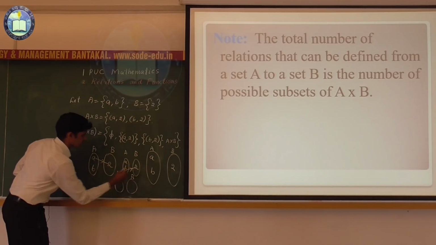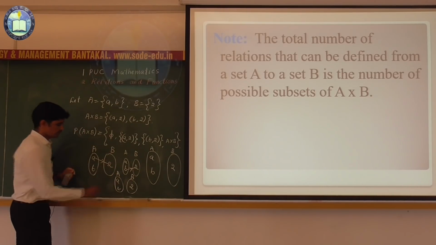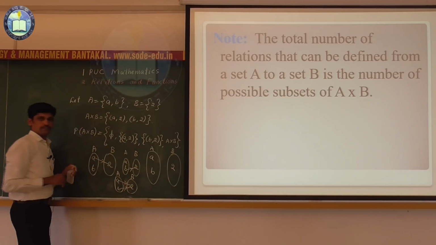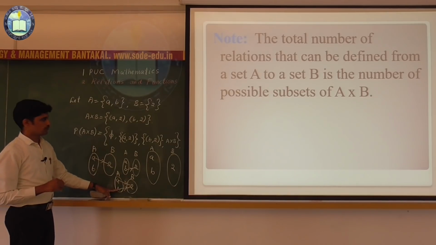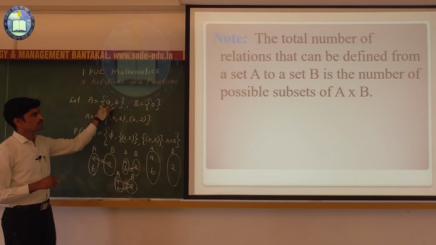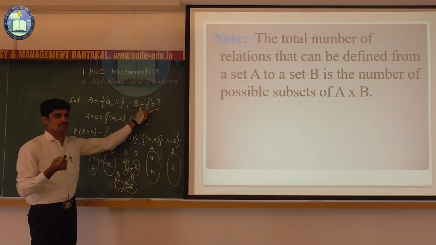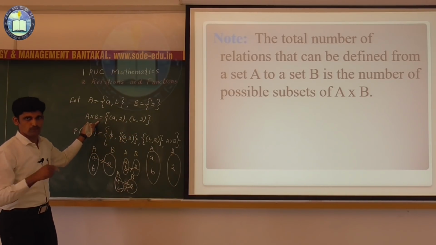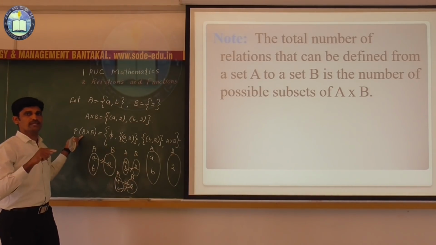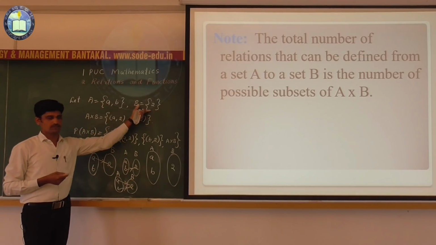Here set A, set B. A has 2 elements a, b, and B has the element 2. Here in A cross B, a is related to 2, b is also related to 2. This is the fourth relation. Therefore, this note says that if the set A has P elements and set B has Q elements, then A cross B will have P into Q elements, and the power set of A cross B has 2 to the power PQ elements, and that many relations can be defined from set A to set B.